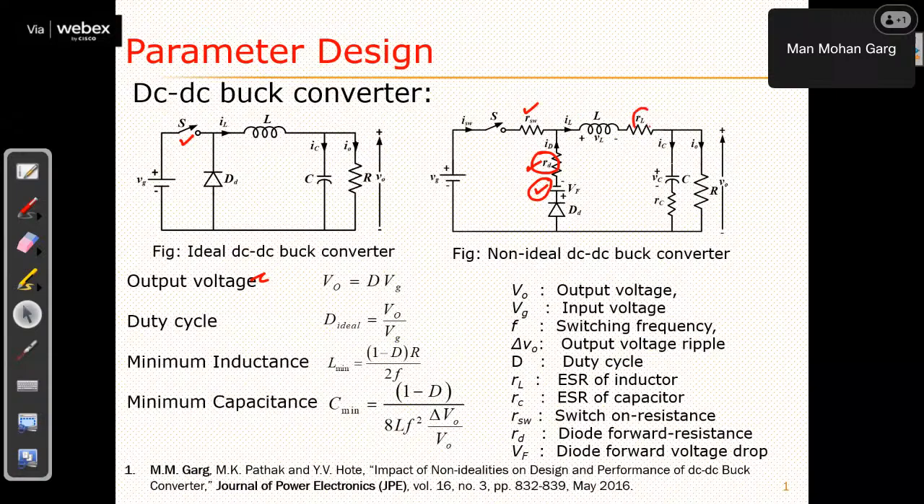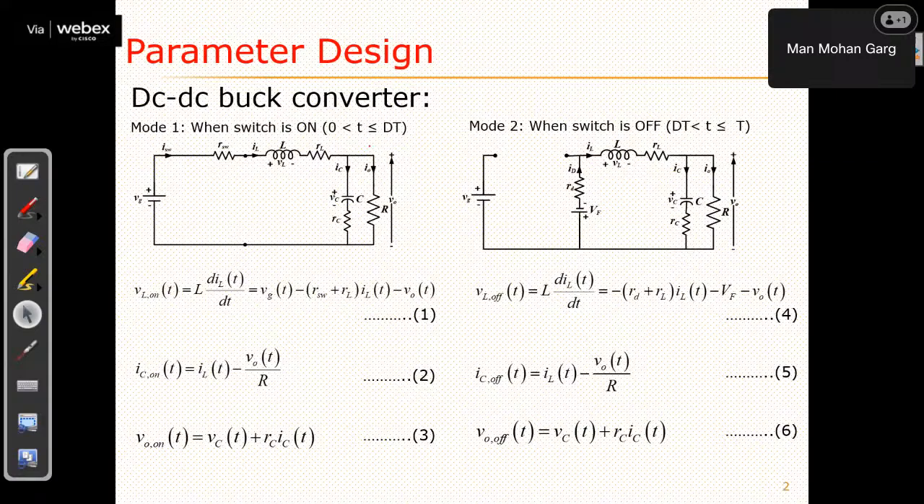Similarly, the inductance can be represented with RL and the capacitor with RC. This is the ideal buck converter, and this is the non-ideal buck converter. Everything is there in this paper, you can refer to it. The design steps remain the same, but the analysis impacts the performance a lot. So we have considered all those non-idealities in the converter, and now we will proceed to its analysis. The analysis is the same way: switch on, switch off.